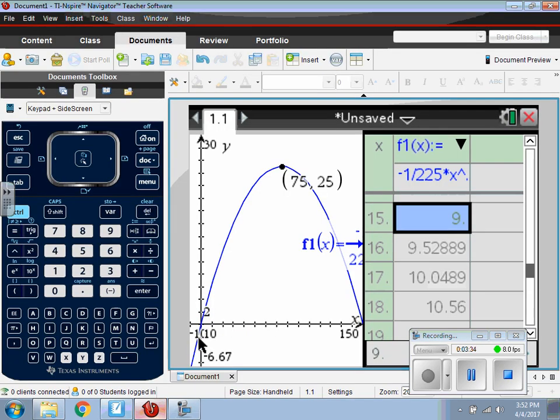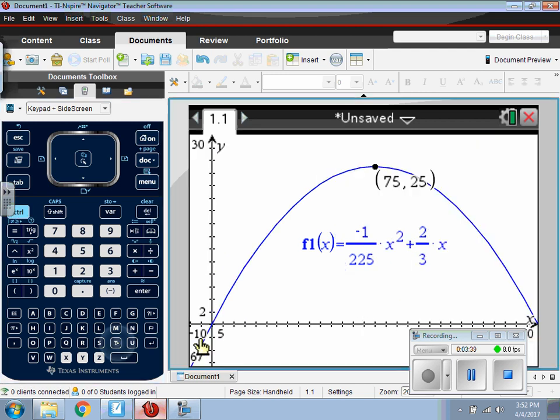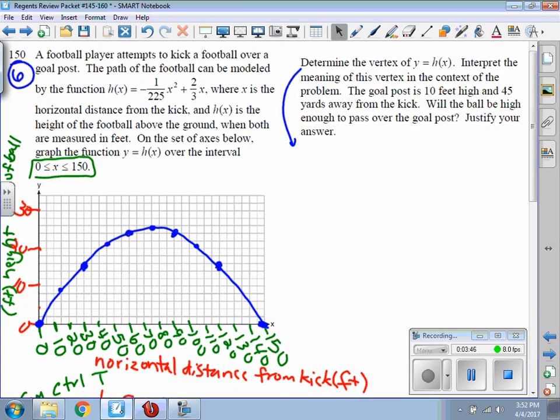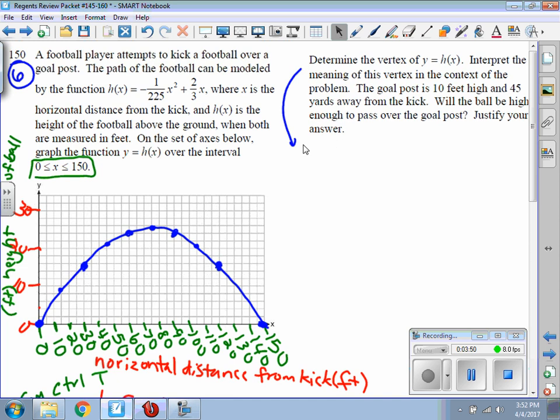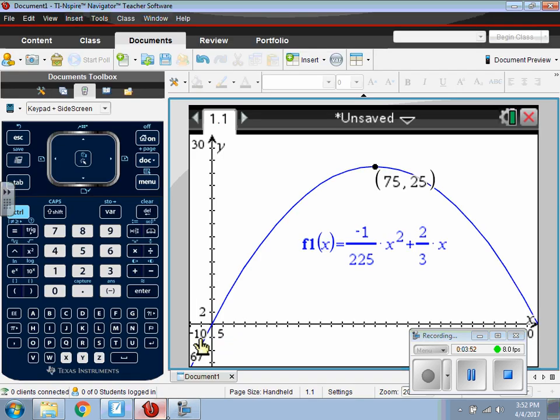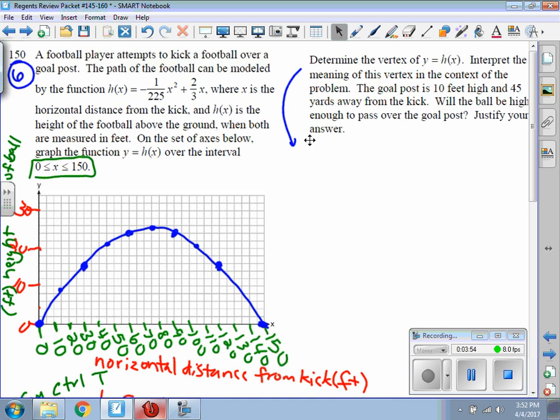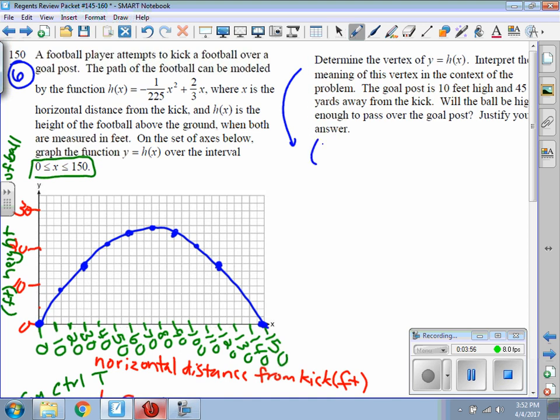We took a look at that on Monday. We put the maximum point in there, and it worked out to be 75, 25. Just writing that down is another point for this solution. So I'm going to write down 75, 25. Even if you hadn't graphed it on the paper and you had just graphed it in the calculator and figured out the vertex, you could have gotten a point.